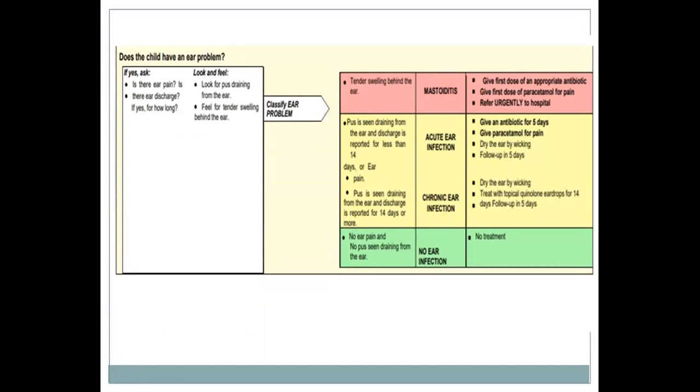acute ear infection having pus drainage for less than 14 days: give antibiotic for 5 days and paracetamol for pain. Chronic ear infection, 14 days or more: treat with topical quinolone for 14 days. No ear infection, no ear pain and no pus draining from the ear: no treatment.